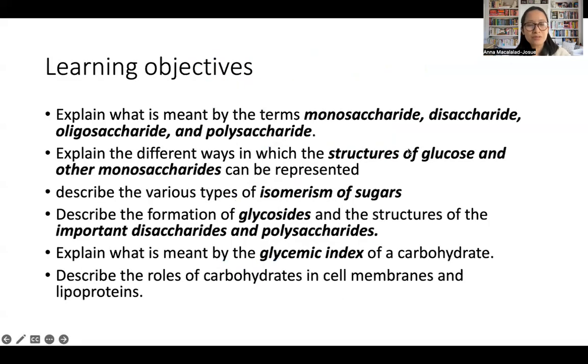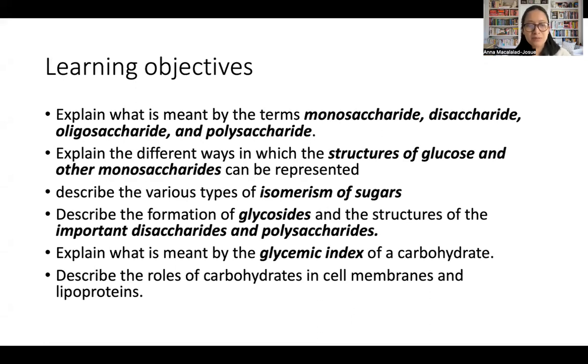So for this lecture, here are our learning objectives. We are going to talk about what is meant by the terms monosaccharide, disaccharide, oligosaccharide, and polysaccharide. You should be able to explain the different ways in which the structures of glucose and other monosaccharides can be represented. There are different ways of presenting the structure of glucose and the other carbohydrates that I will be talking about in the next couple of slides.